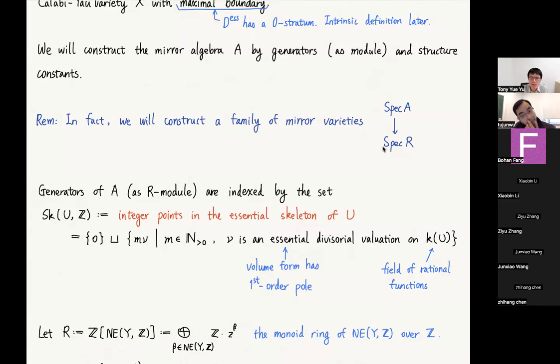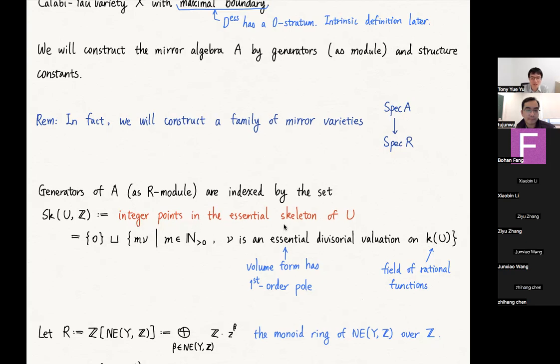So once we know what R is, now I want to define an R algebra A. First I define A as an R module. I define the generators of A as an R module to be the set, which I denote by SKUZ, called the set of integer points in the essential skeleton of U. I will introduce what the essential skeleton is, and then you will see what the integer points are.